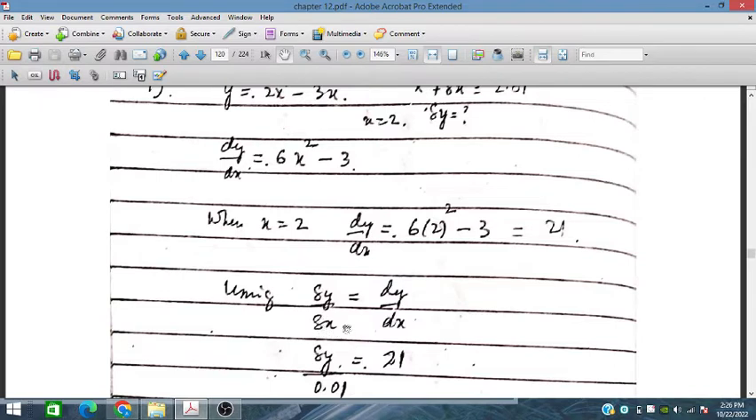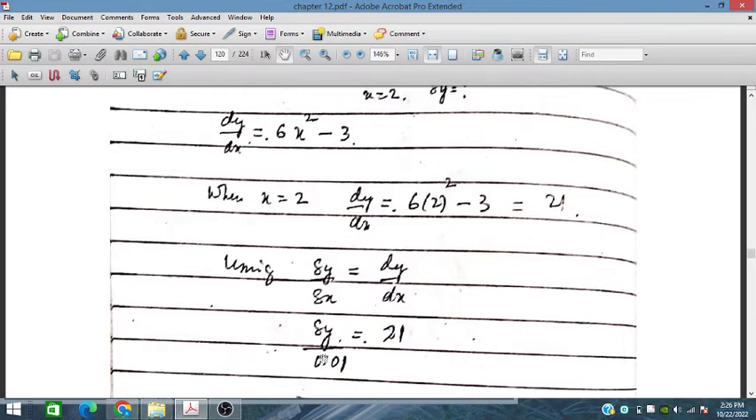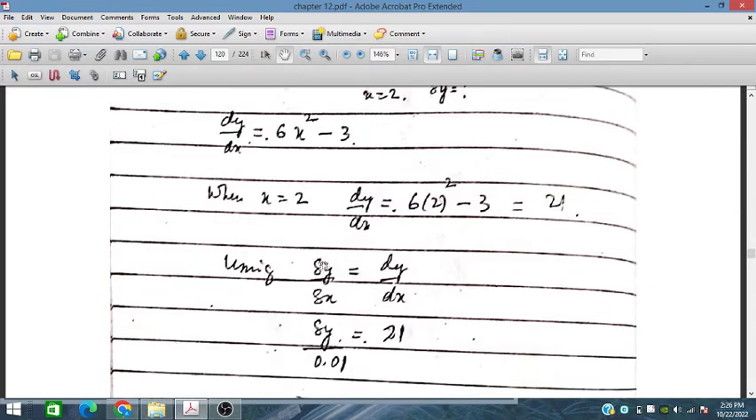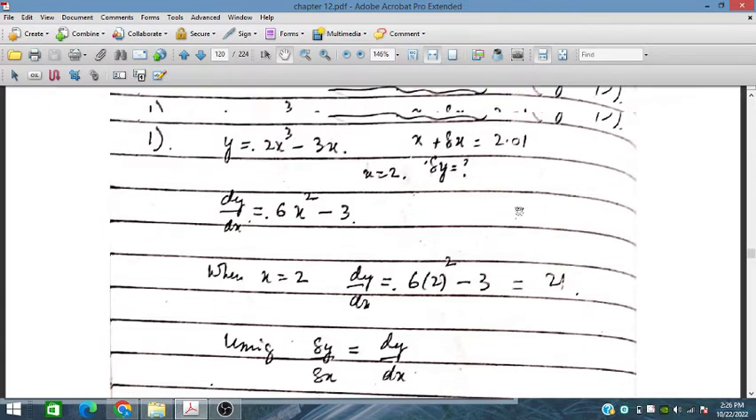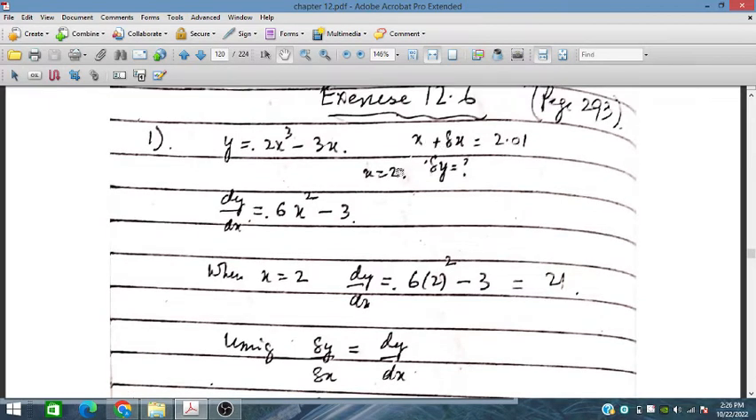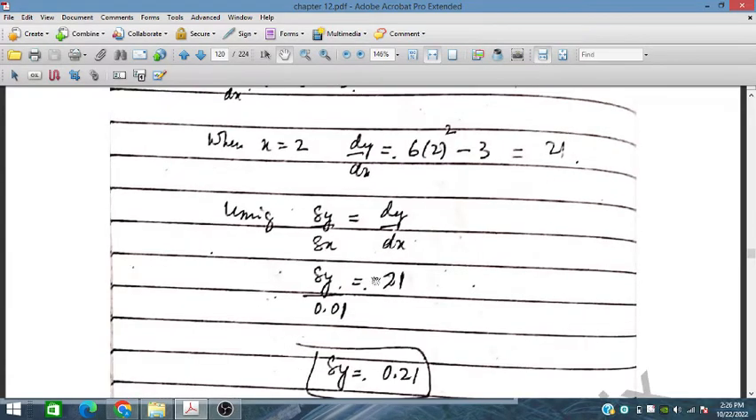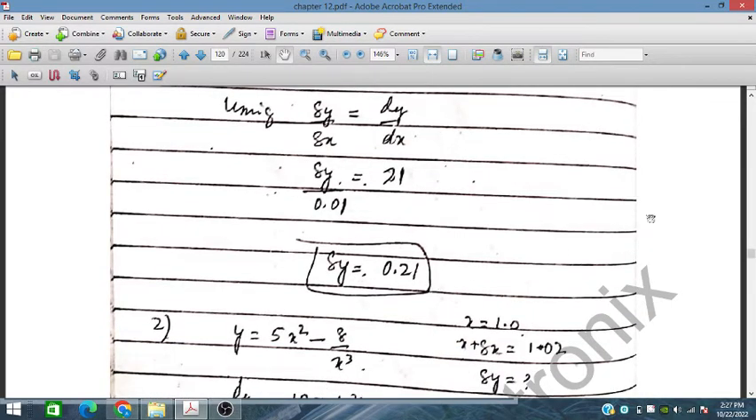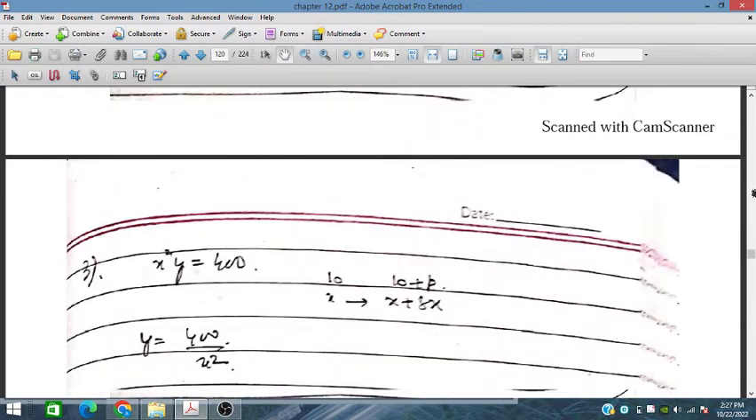Using the relation delta y by delta x is equal to dy by dx, and we know that this dy by dx at this point x equals 2 is 21. So this is 21. So delta y is here and delta x is 0.01. We know that the difference of x and x plus delta x is 0.01. So I will multiply this, and we get delta y is equal to 0.21. This was our point.